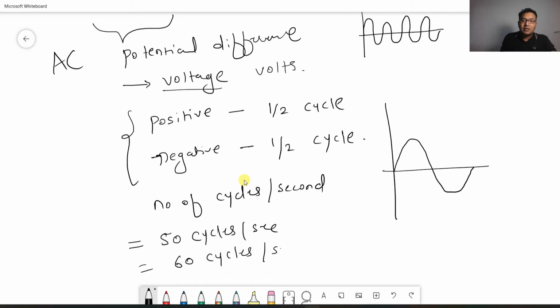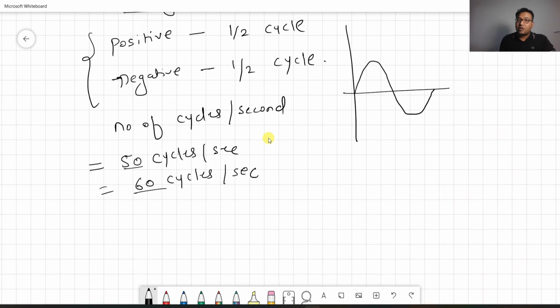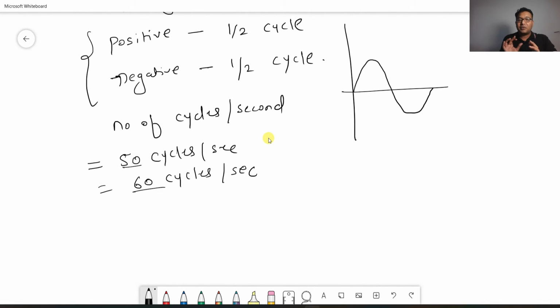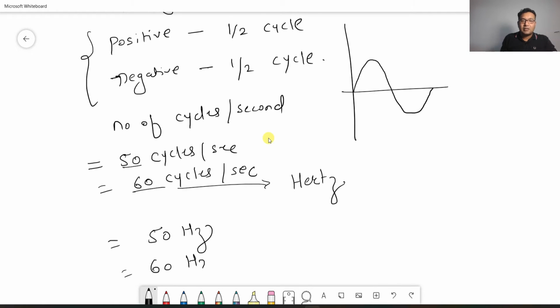Throughout the world, these are the only two standards of electric supply that is coming to our home. Either it is 50 cycles per second or 60 cycles per second. We'll see that later on, in which country what is the number of cycles, but there is a unit for this cycles per second and it is called hertz, H-E-R-T-Z, or it is also short-formed as Hz. So 50 hertz or let's say 60 hertz.